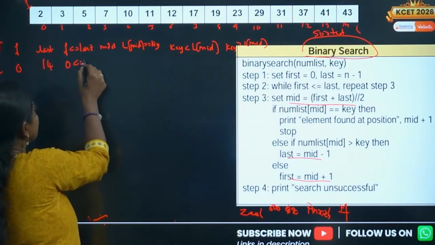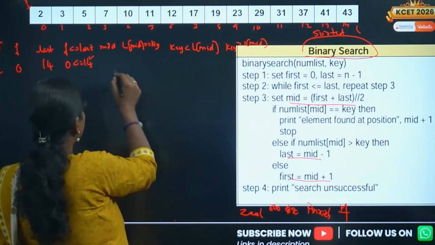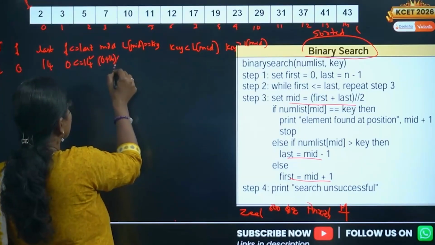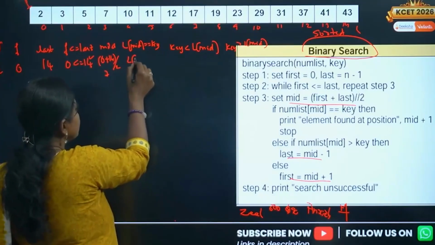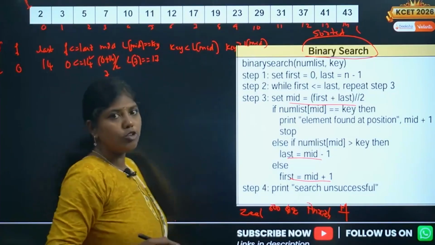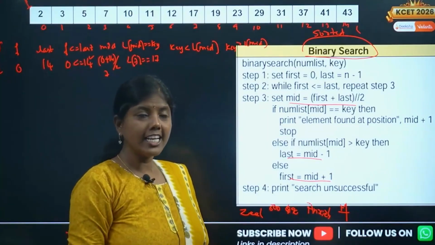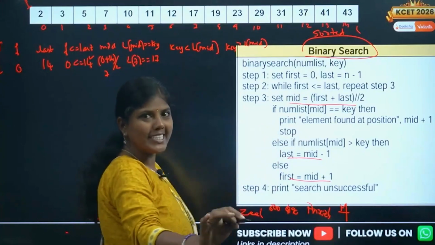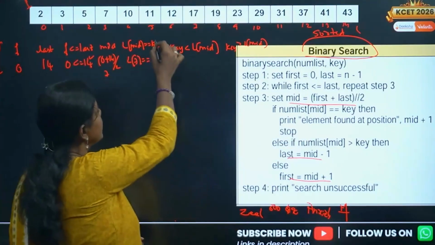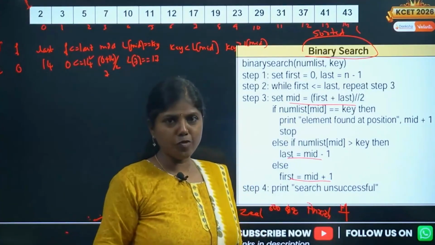0 is less than or equal to 14. It satisfies the condition. What is mid? Mid is equal to 0 plus 14 by 2, that is 7. L of 7 equal to 17? Yes, L of 7 equals 17. If the search element is 17, definitely we find it. You just say that it is found, and stop. You come out and say that the element is found at 7 plus 1, that is the 8th location.